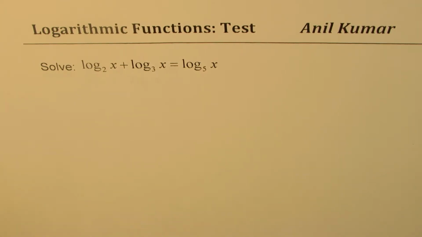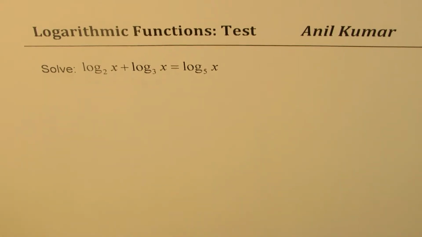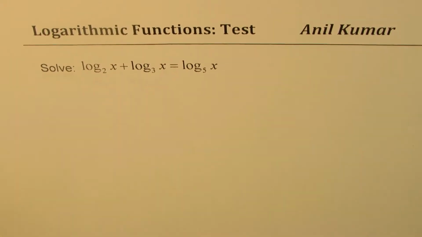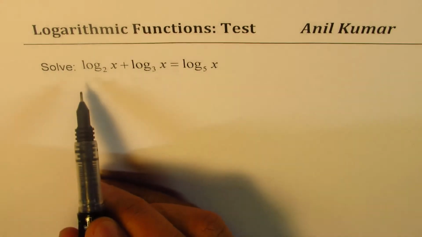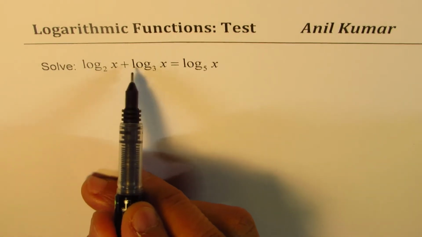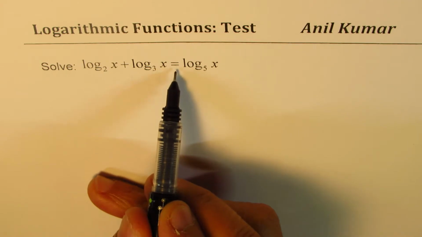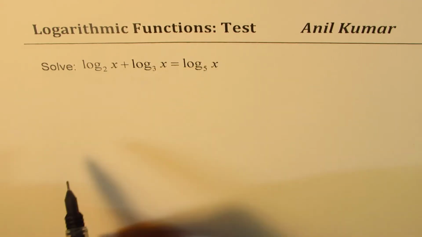So you can now copy this question. This is kind of tricky. Work it out and then I'll provide you the solution. So the question here is, we need to solve log to the base 2 of x plus log to the base 3 of x equals log to the base 5 of x.